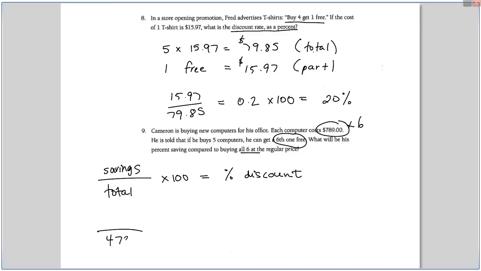So if you were to buy everything for the exact cost, it would cost $4,734. He's going to get 1 free, so he's going to save $789. Times that by 100. And you get 16.6, so let's just round that up, 17% discount.